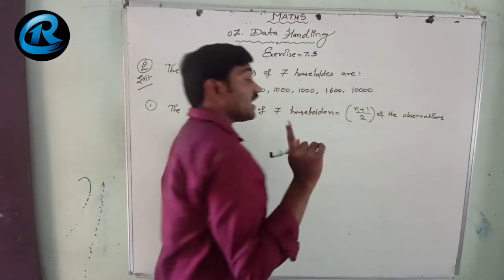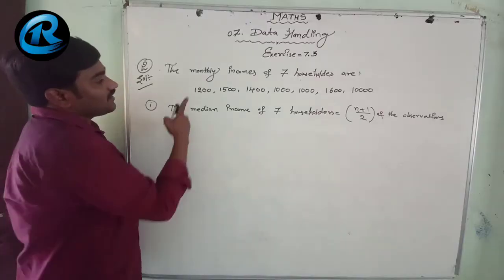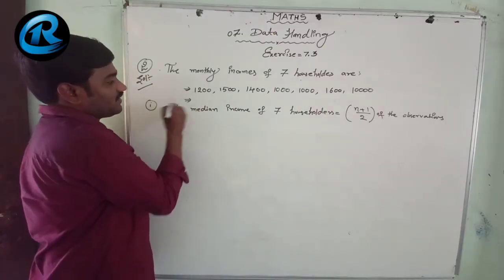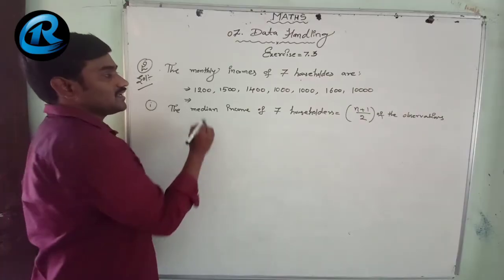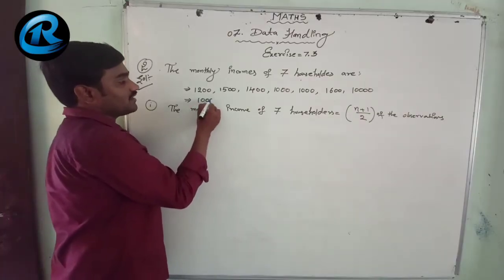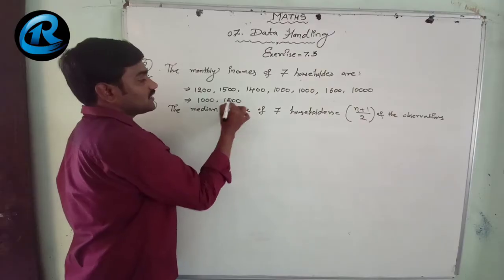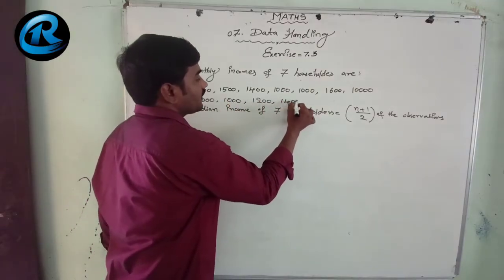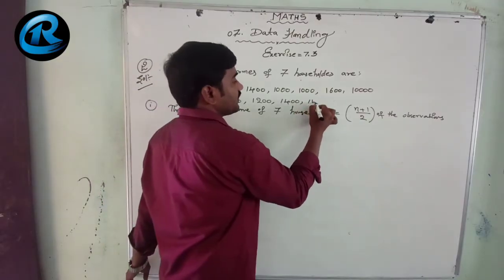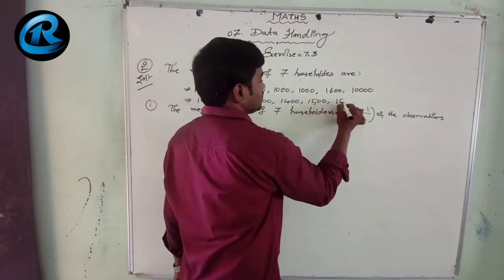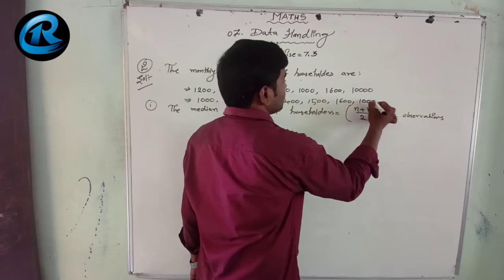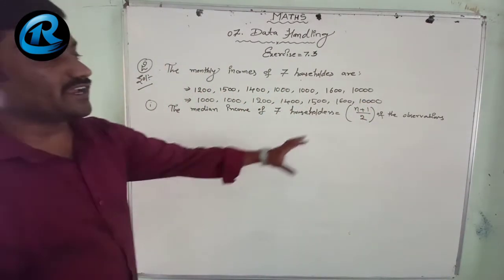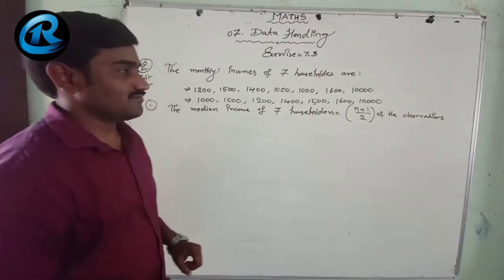But we have to be very careful that the data is not in order first. We have to change it in order first. Let us write in order first. What we get? 1000. Next we get 1000 again. Next 1200. Next 1400. Next it comes 1500. Next 1600. Then next 10,000. We should not forget this, or else you will get a different number of the observation.